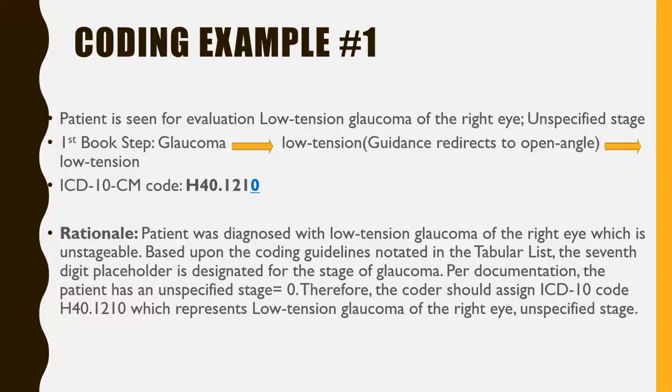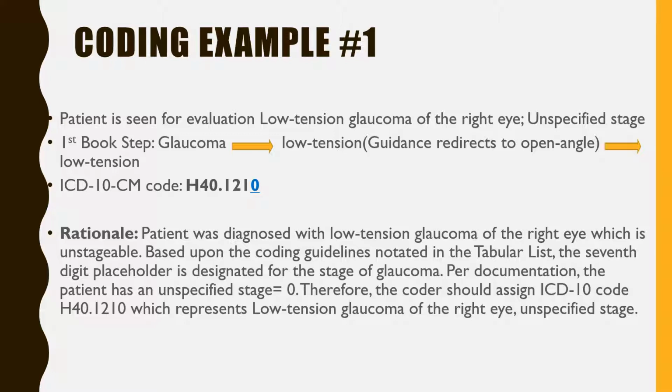So again, in this particular example, the patient has glaucoma. So we're going to identify glaucoma, which is our main term, and then we're going to drill down because the doctor did specify what type of glaucoma, which is the low tension. When we go to low tension, we receive guidance that redirects us to open angle, which is also the same for low tension. So once we go to open angle, our ICD-10 code should be H40.121. And then we have a 7-digit placeholder.